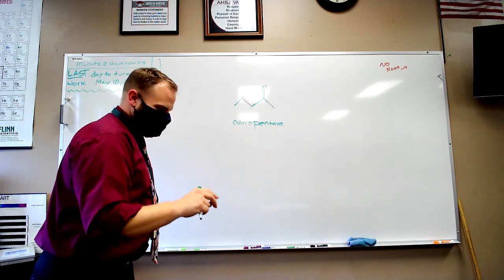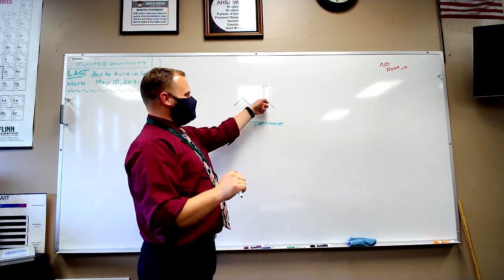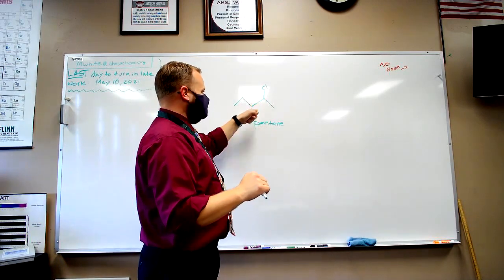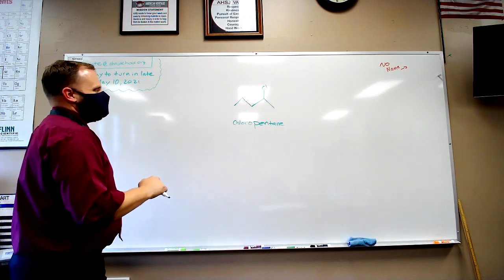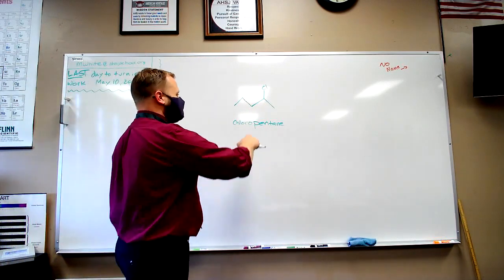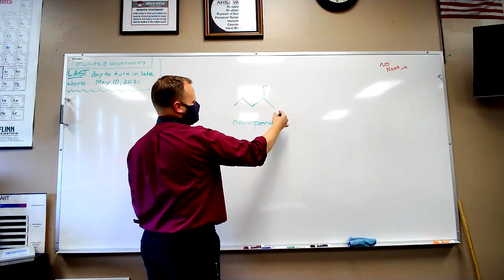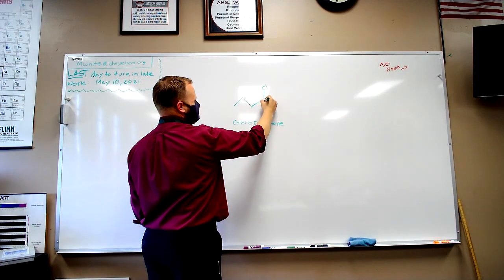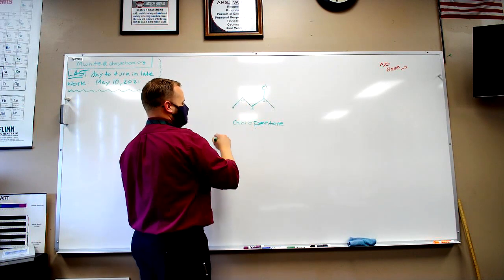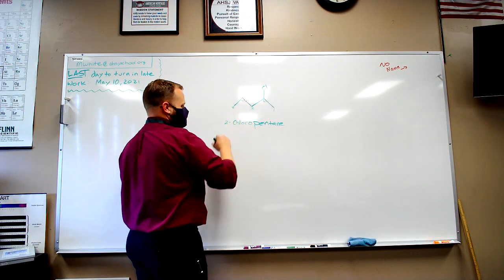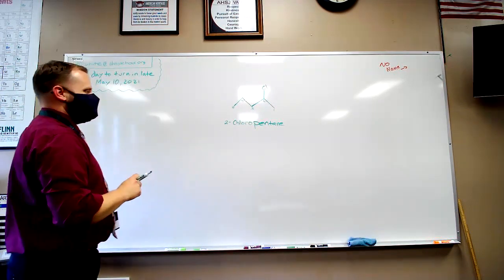But once again, this chlorine can be in multiple places. So we need to number our carbons. We want to make that number for the chlorine as low as possible, which means starting over here. 1, 2, 3, 4, 5. So this becomes 2-chloropentane.